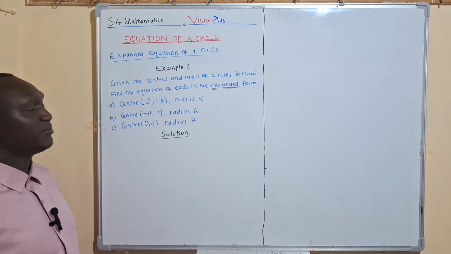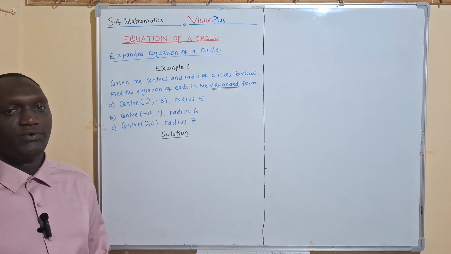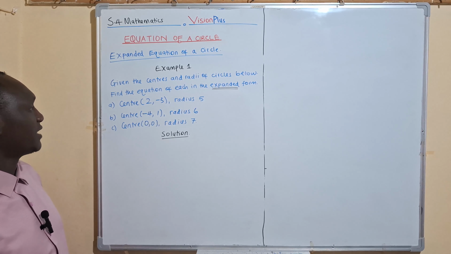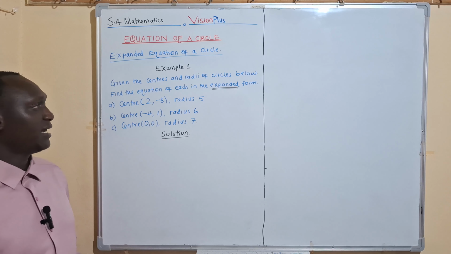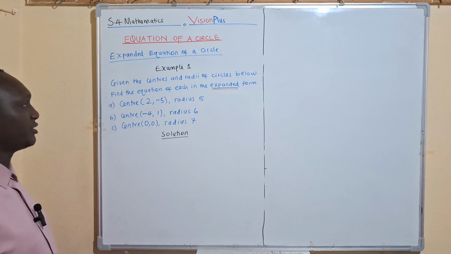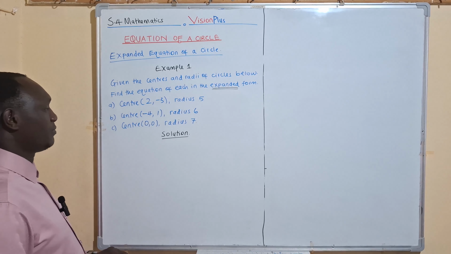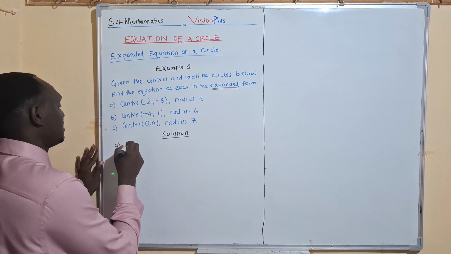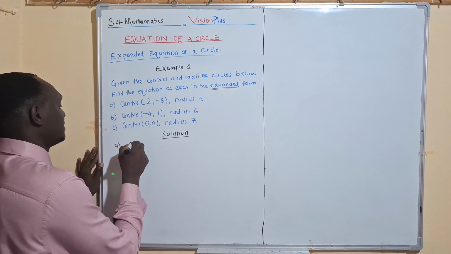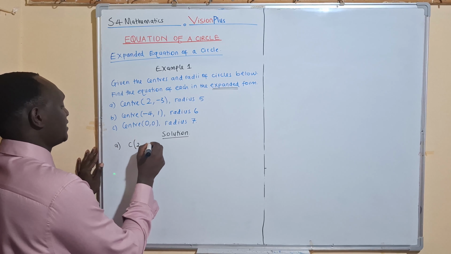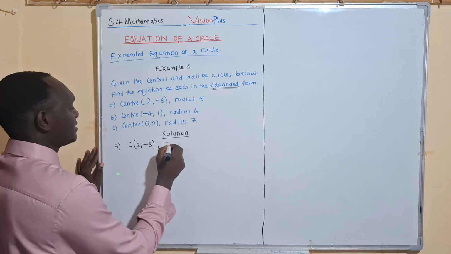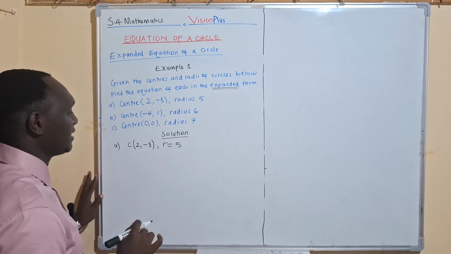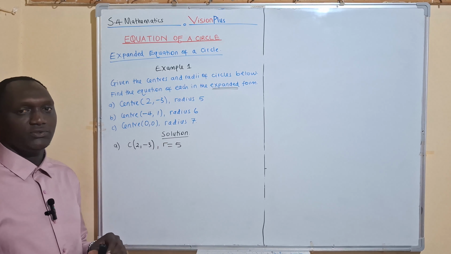We are now looking at example 1 under the expanded form of the equation of a circle. Example 1 says that we are given centers and radii of circles and that we need to find the equations in the expanded form. So example 1, part A says that we have center (2, -3) and radius of 5 units, and then we need to find the equation in the expanded form. What do we need to do here?